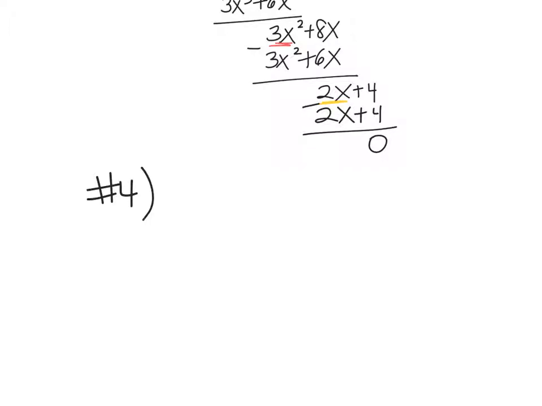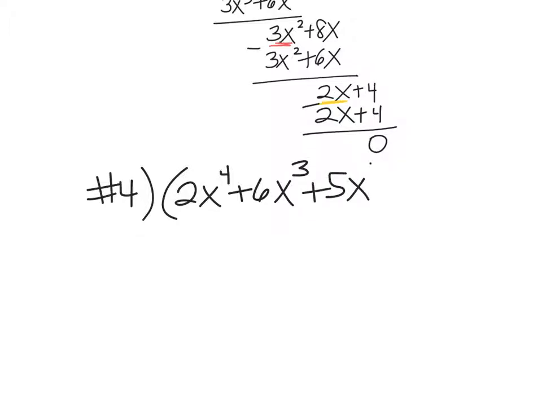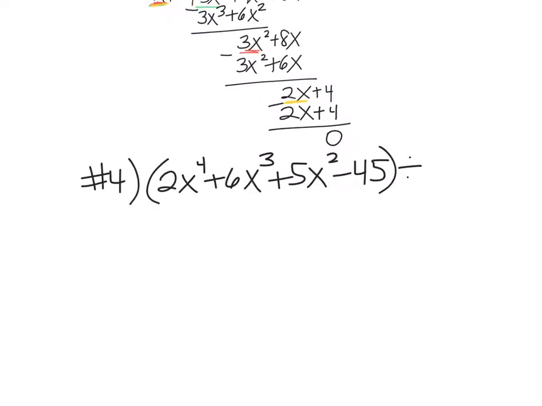Number 4. This next one's a little tricky, okay? So let me show you. We're going to take 2x to the 4th plus 6x cubed plus 5x squared minus 45, and we're going to divide that by x plus 3. Now, does something seem a little off to you? It's okay that a polynomial is missing something, but we can tell it's missing an x, right? There's no x there. Okay, this is what you want to do.